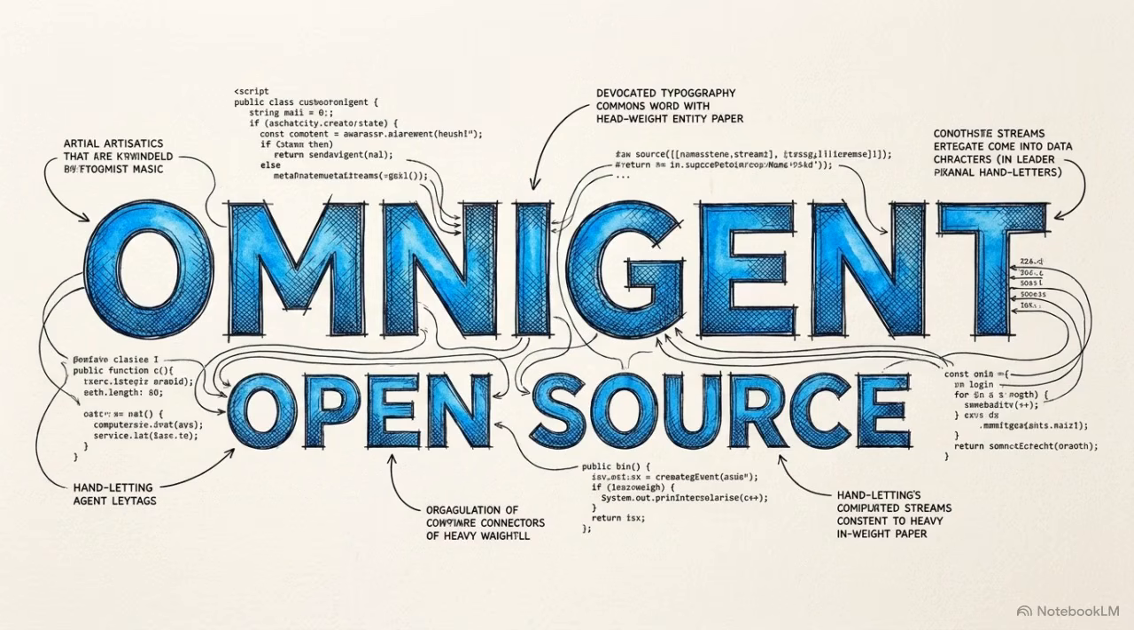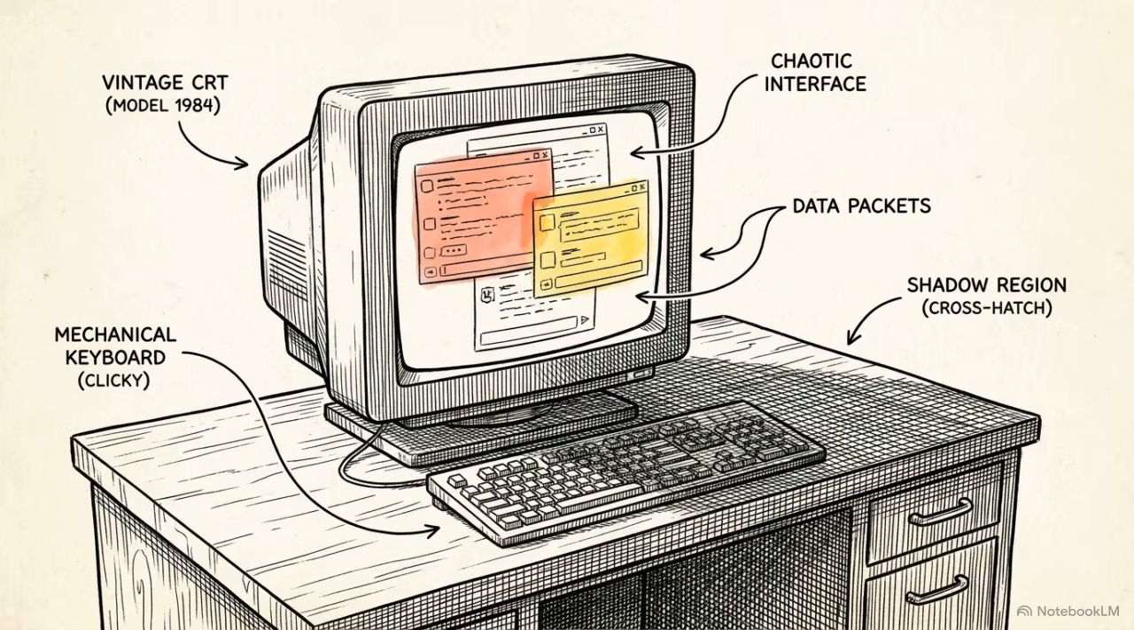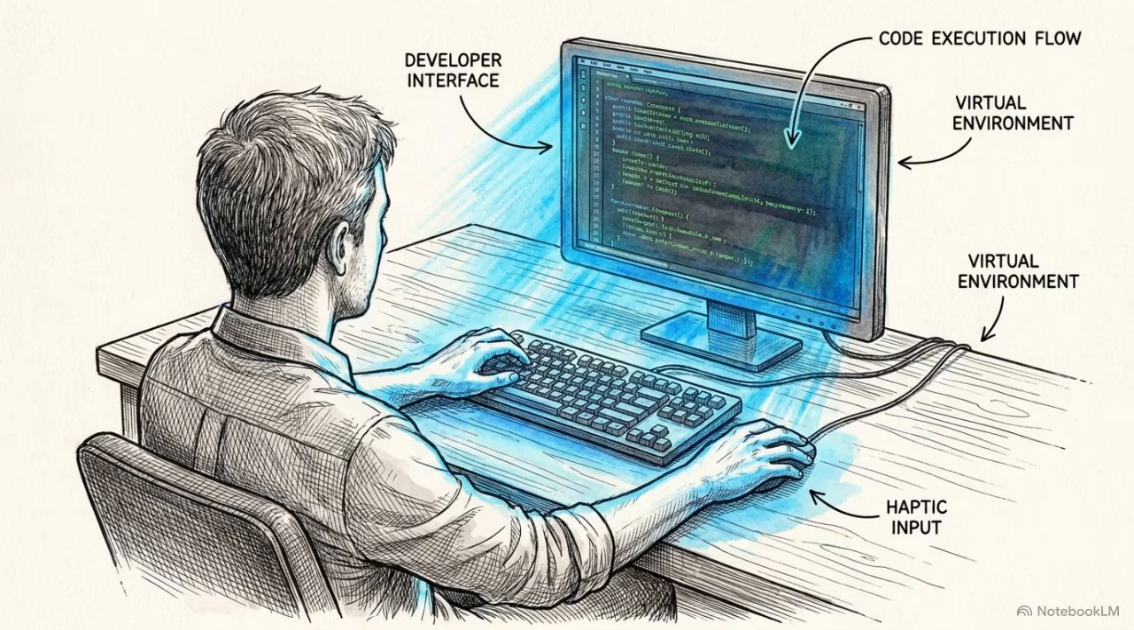We believe this layer should be open to everyone. Omnigent is available today as an open-source project under the Apache 2.0 license. The era of isolated, manual AI workflows is over. You can find the repo on GitHub and start building the future of distributed intelligence right now.